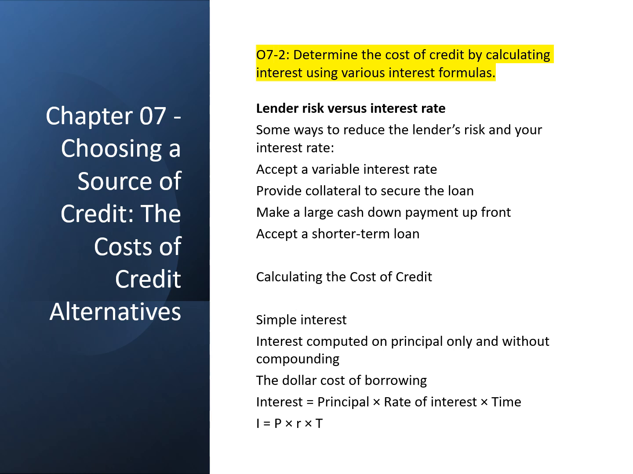Calculating the cost of credit is pretty straightforward with simple interest. There are a lot of different ways of doing it, but interest is equal to principal times the rate of interest times the time that's associated. Again, interest equals principal times rate times the time associated with that loan.